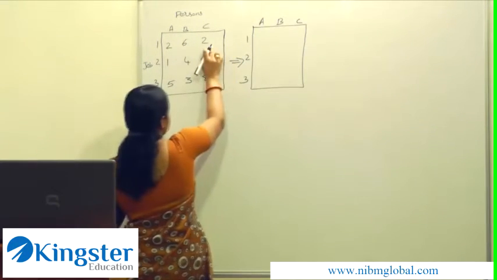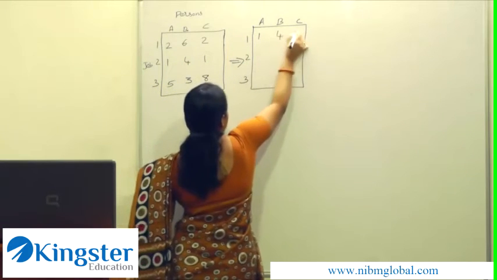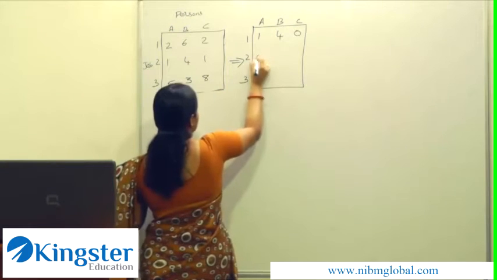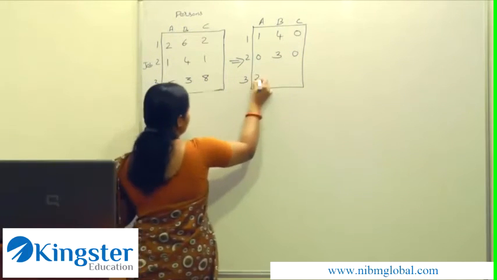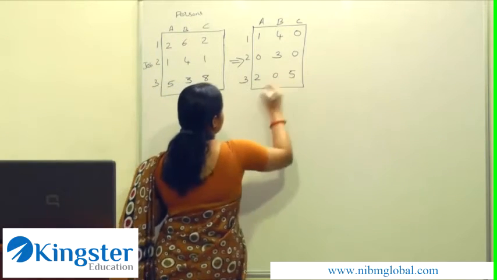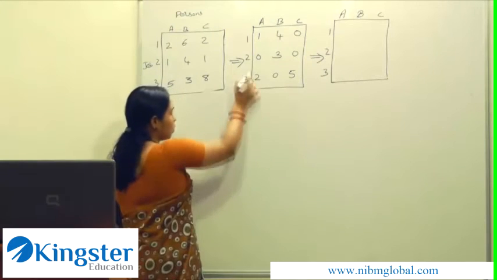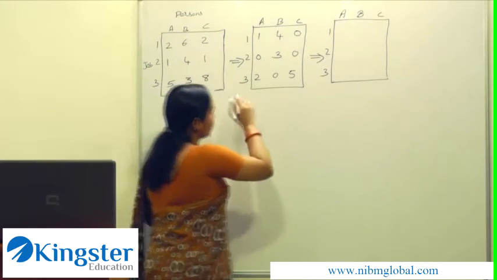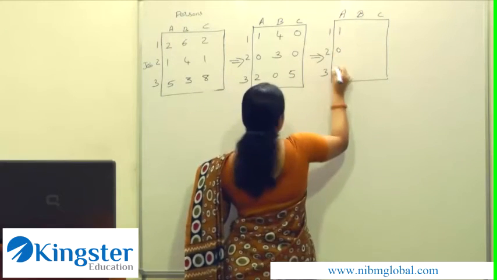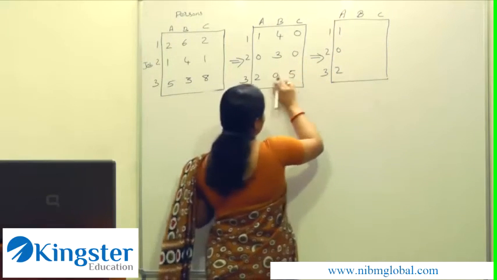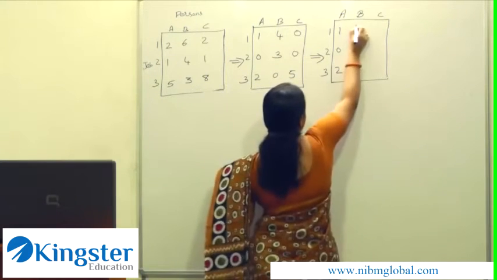In the first row, the lowest element is 2. So, the differences are 1, 4, 0. Second, it is 0, 3, 0. Third, it is 2, 0, 5. Now select the smallest element from each column and find the difference. Here it is 0, so no change is required. Now in the next two columns also the lowest element is 0, so no change is required here also.